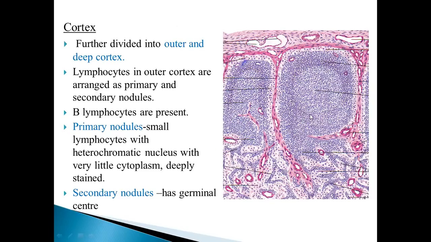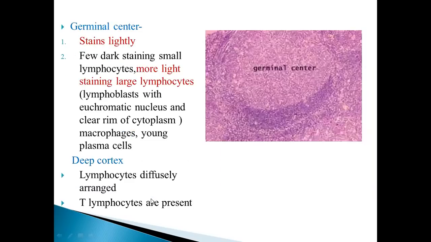In the outer area, the lymphocytes are arranged as primary and secondary nodules. Here, mainly B lymphocytes are present. Primary nodules are those with small lymphocytes with a heterochromatic nucleus and little cytoplasm, and they are deeply stained. The secondary nodule is the one having the germinal center. So mostly in the lymph node, we'll see these secondary nodules.